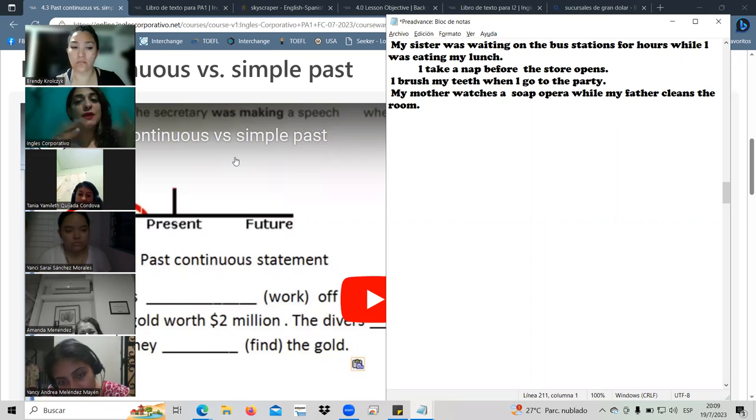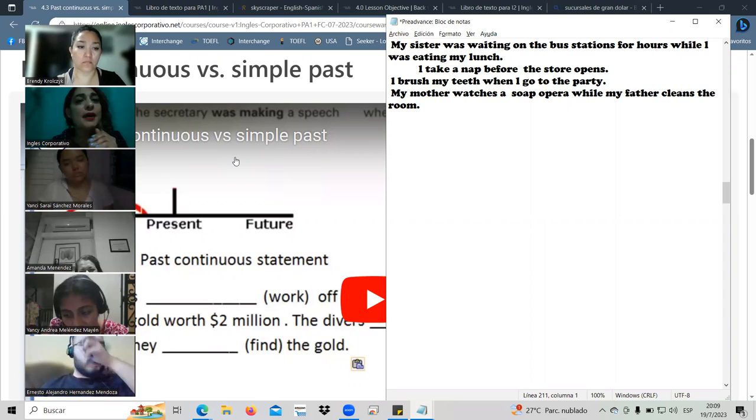While is used when we talk about two actions. For example, we can use past continuous and past continuous with while. For example, while we were taking the class, it was shaking. So two things at the same time, okay? When we say while, we use two sentences with the past continuous. But when we use when, there is something that stopped the other action.